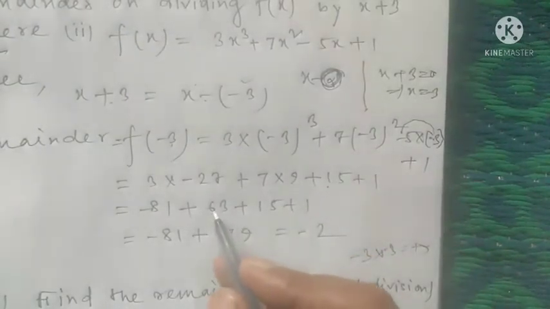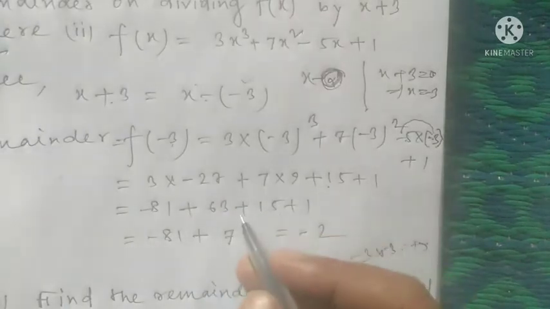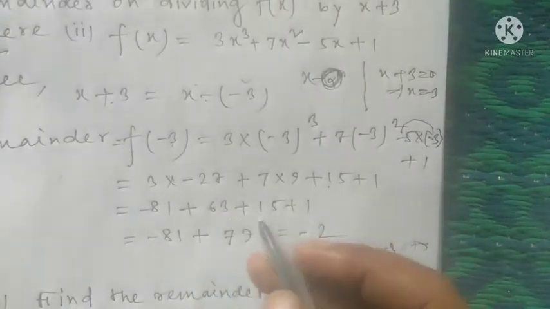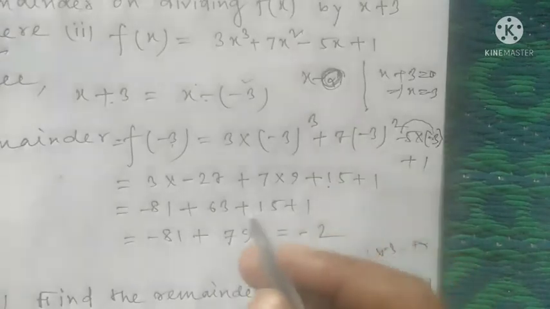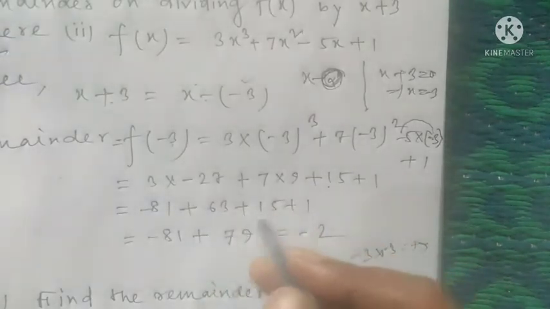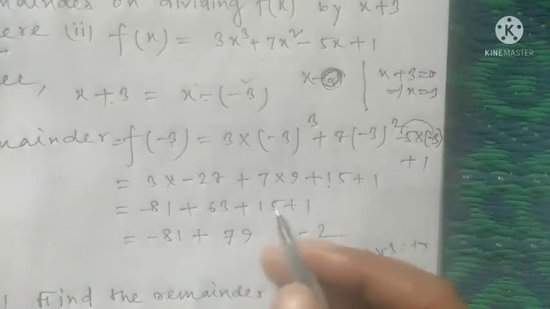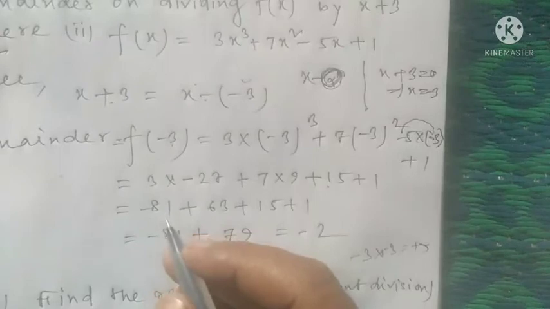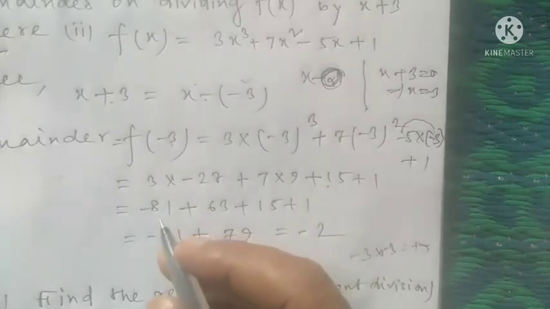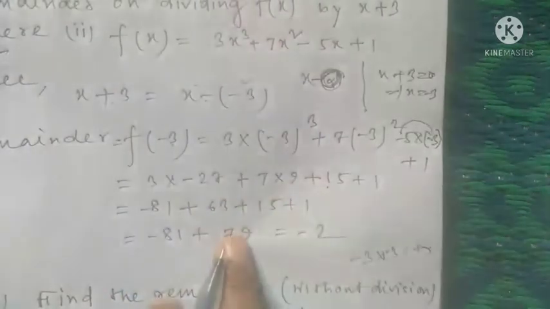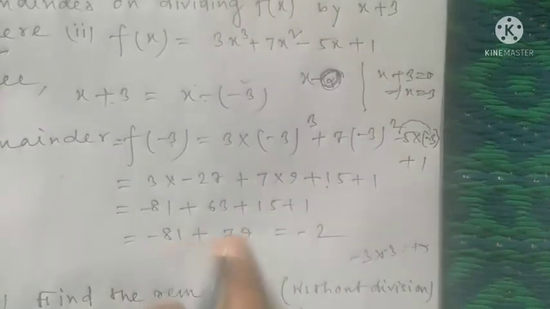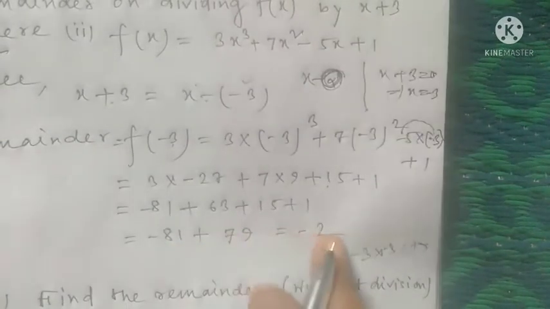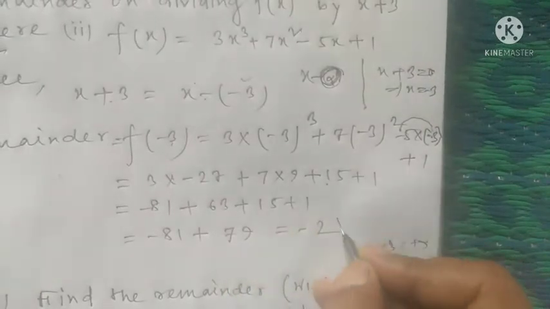So how many positive numbers are there? Plus 63, plus 15 and plus 1. These 3 numbers have the same sign, so you have to add the 3 numbers 63, 15 and 1 and get 79, so plus 79, and there is minus 81. Before 81 a minus sign is there, so this is the negative number, but the remaining are all positive numbers, so you add these, and after that you subtract 81 and 79, and then get minus 2, so minus 2 is the remainder.